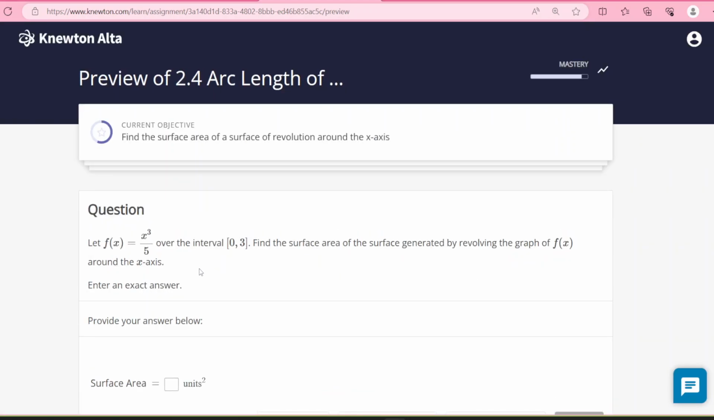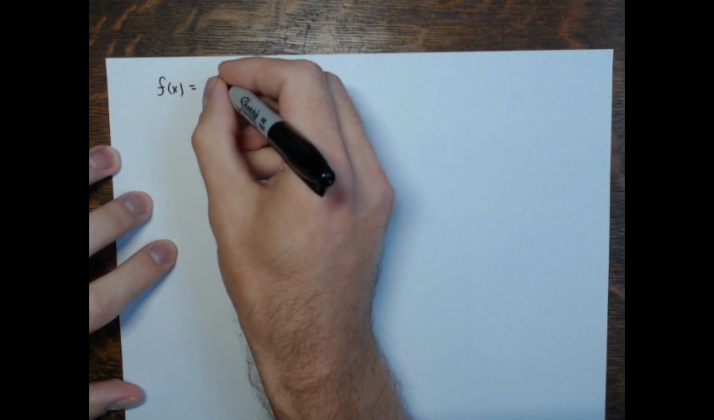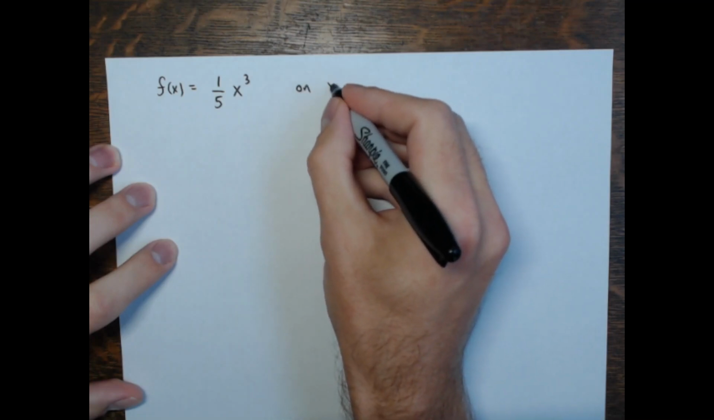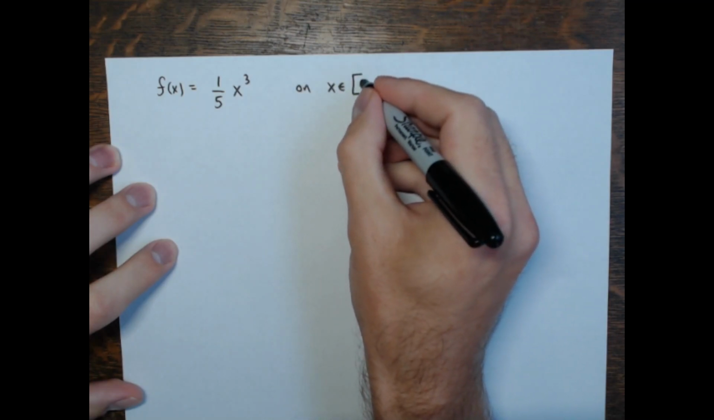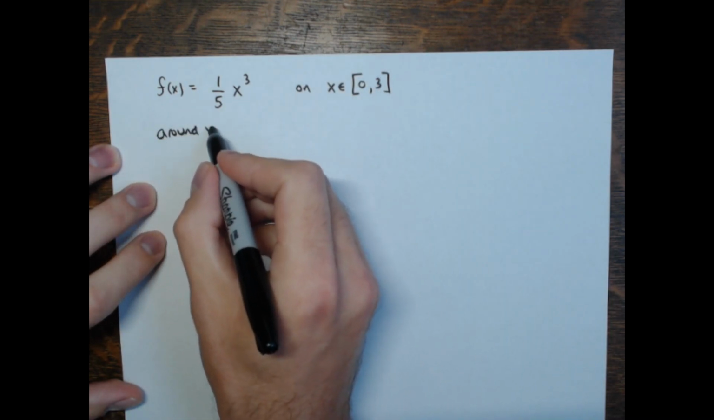Let's do it again. We're taking some curve from x equals 0 to 3, rotating it around the x-axis and finding the area of the surface produced, right? So once again, just setting up the integral and evaluating, and they want an exact answer again, so I should be able to do the integral that we set up. So here the curve is 1/5 x cubed, right? It's x cubed divided by 5. And then we're on the interval from x equals 0 to 3, and we're going around the x-axis.